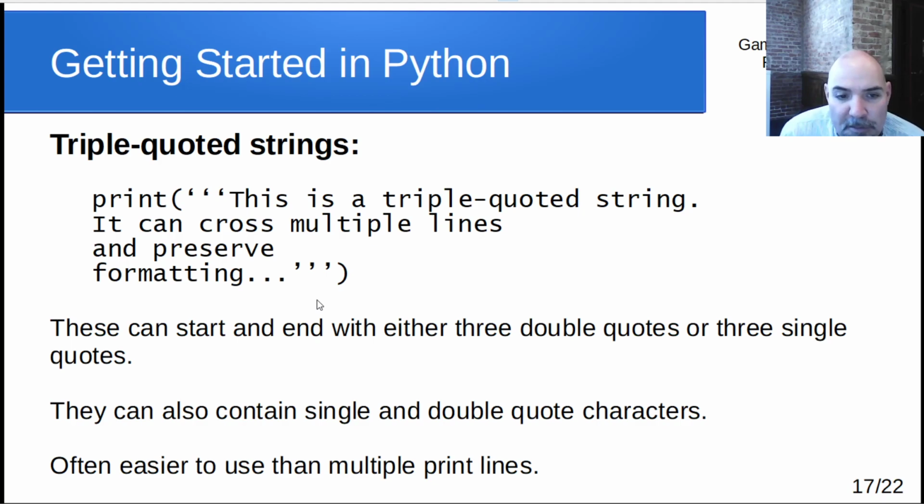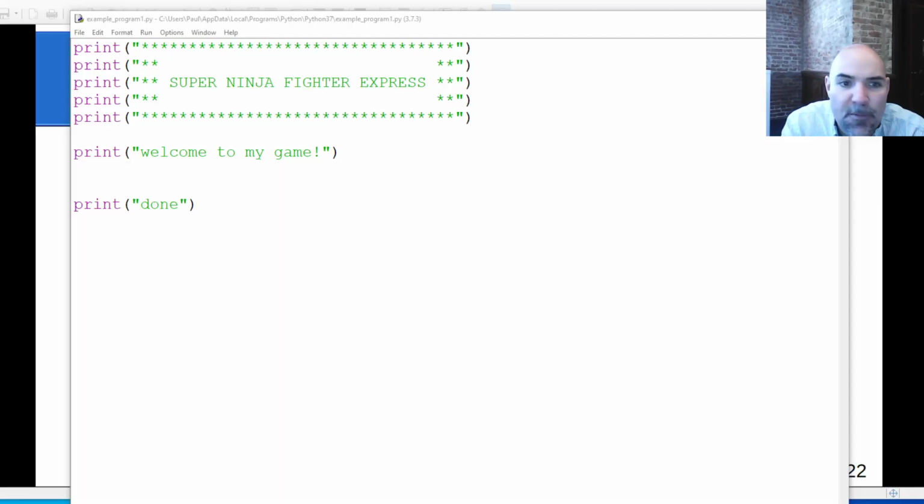The only rule on those is they can contain single quote and double quote characters, but cannot contain the same triple quote that has started it, because that would also end it. And that can often be easier to use than multiple print lines. So if we go back to that program we had earlier, let's just quickly switch back to that. Remember this print we did up here, we could have done that with triple quoted strings. So for example, I could have said print, and instead of single quoted or double quoted strings there, I could have done a triple quoted string.